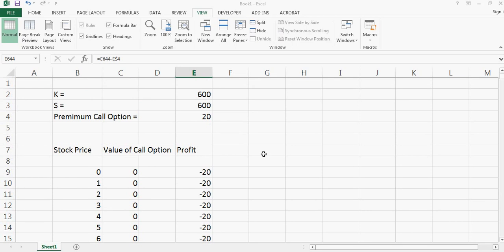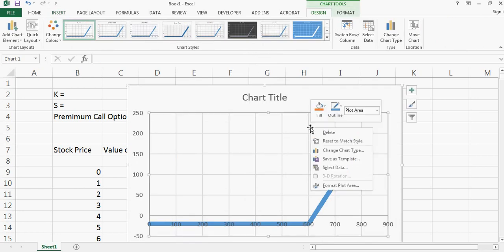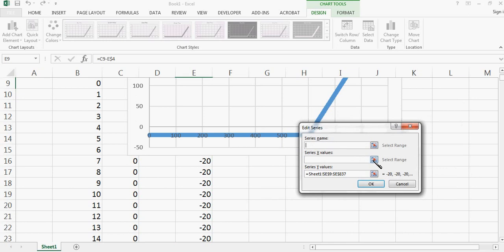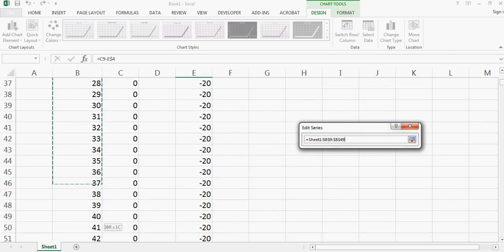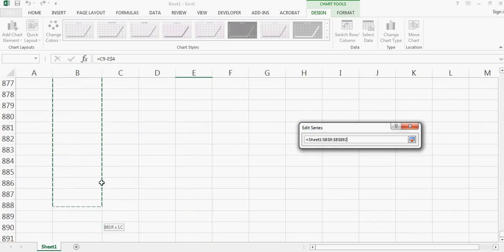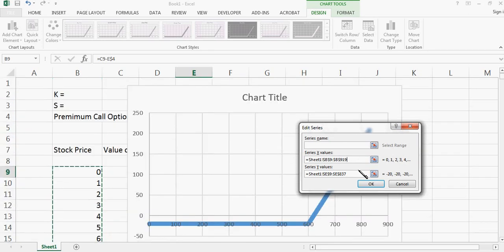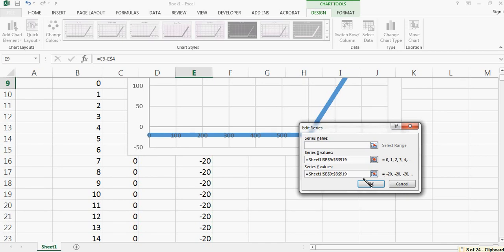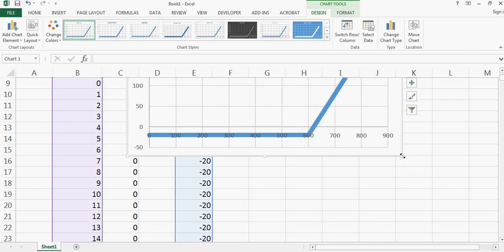Now all I need to do is go to the menu and say insert chart, select data, add it, and choose stock price on the x-axis. So I'll choose this. And for the y-axis I'll choose the profit. The profit is in column E, so I'll just replace this with E. Say okay, and okay. So this is the chart, my profit chart.